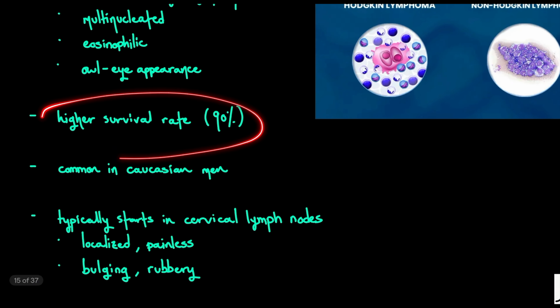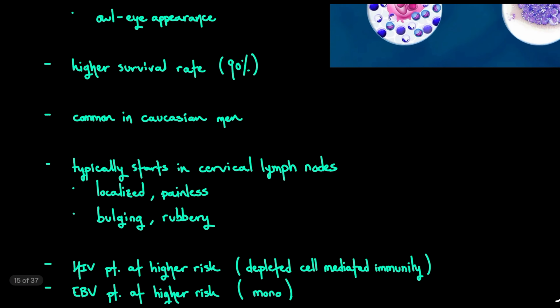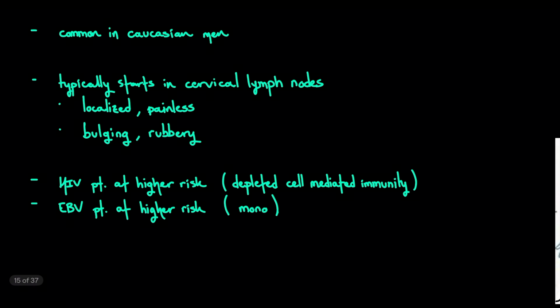This does have a higher survival rate than most of the diseases that we've discussed, about 90%. So that's pretty good. Most of the stuff we discuss is pretty morbid, so it's nice to see that. Common in Caucasian men. Those were the two groups that I saw. Most common in men, most common in Caucasians. So Caucasian men. All right. Typically starts in cervical lymph nodes. Where are those? The cervical region, think cervical vertebrae, cervical spine, that's my neck. My neck. So a patient might present with a big old lump coming off their neck.